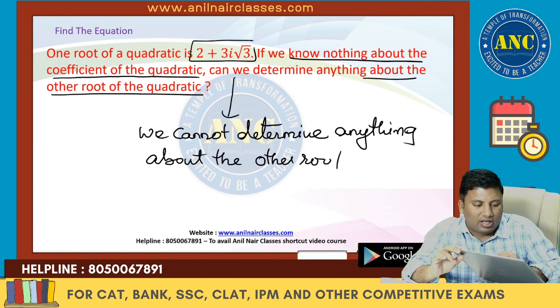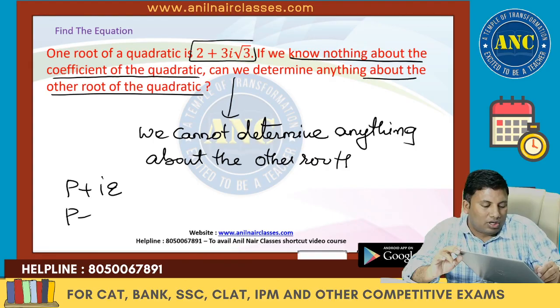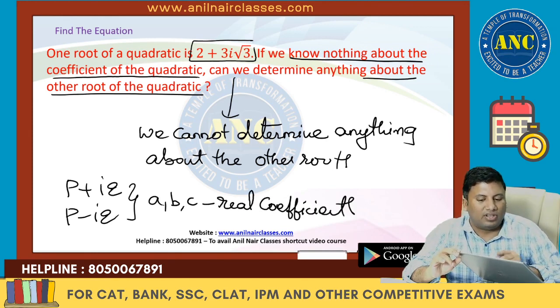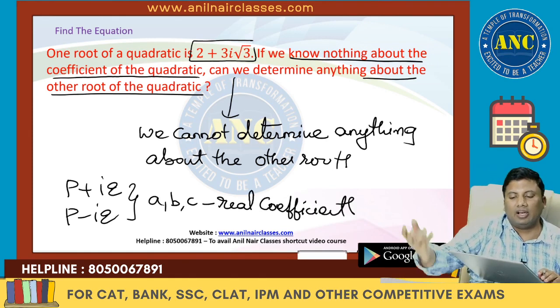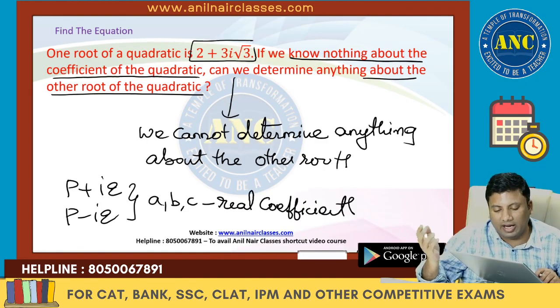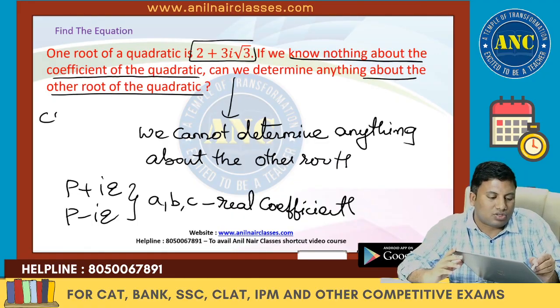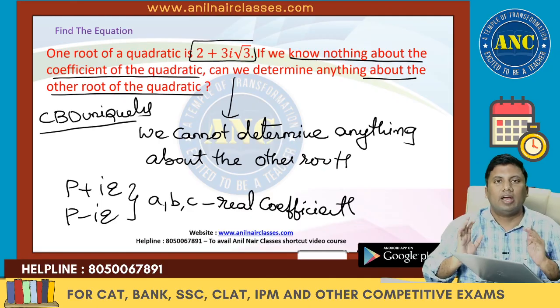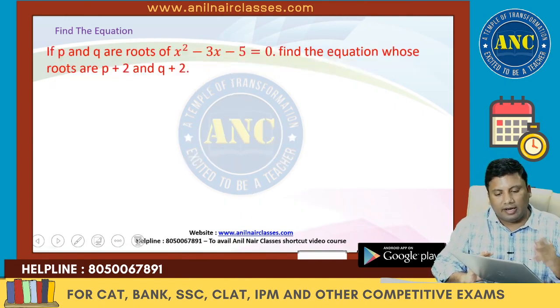Why? Because if one root is p plus iq, another root will be p minus iq only when a, b, c are real coefficients. He has not given any value, so you cannot uniquely determine. Answer for this question is cannot be determined uniquely. I hope the idea is clear. Next one.